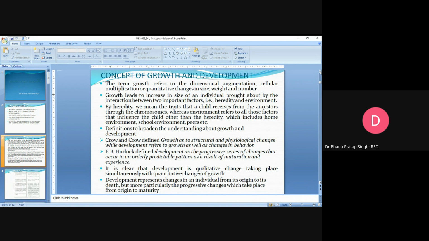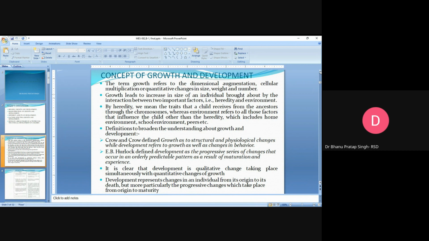So growth leads to an increase in size of the individual, and that growth is also dependent on two factors, that is heredity and environment, and we will discuss what is heredity and what is environment. By heredity we mean the traits that a child receives from their parents through their chromosomes, whereas environment refers to those factors that influence the child other than heredity, which include home environment, school environment, peers, etc. That comes under the environment. So for growth, there are two important factors, heredity and environment.